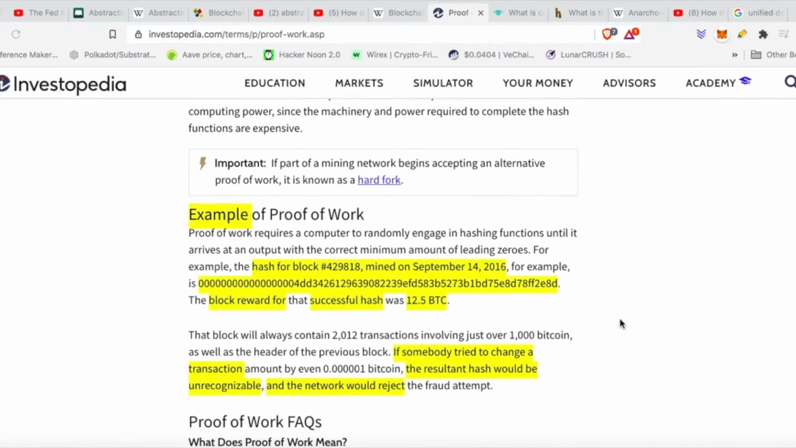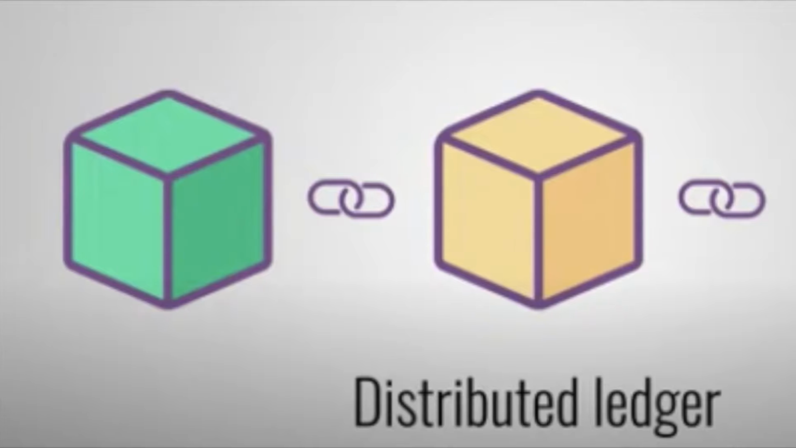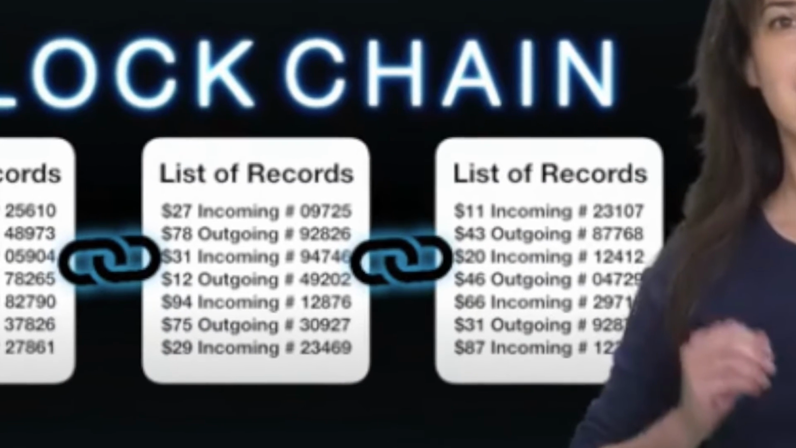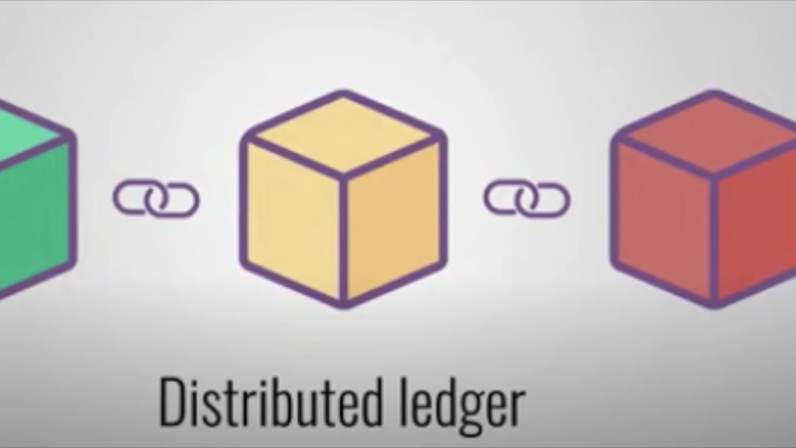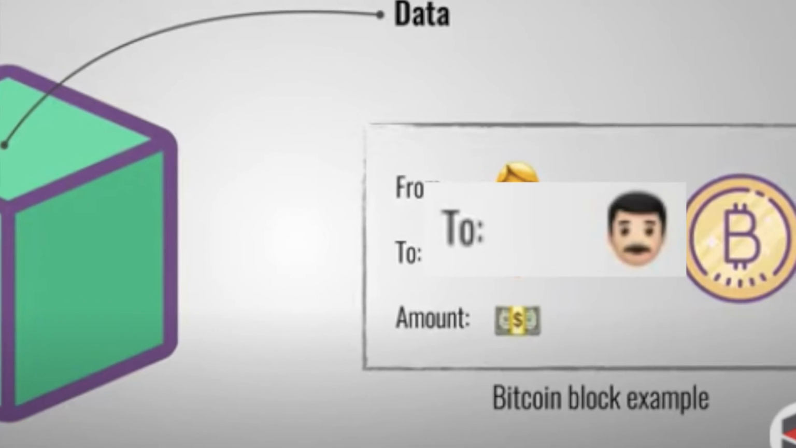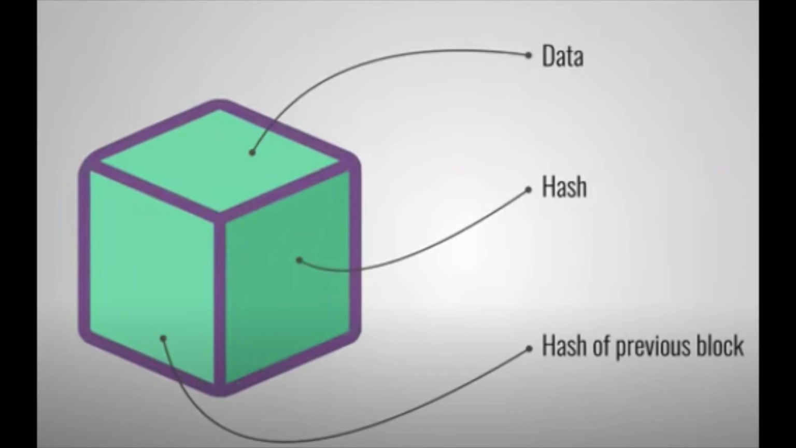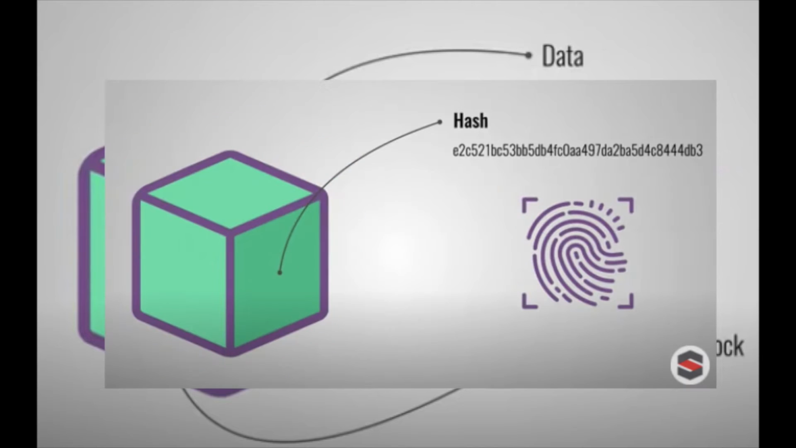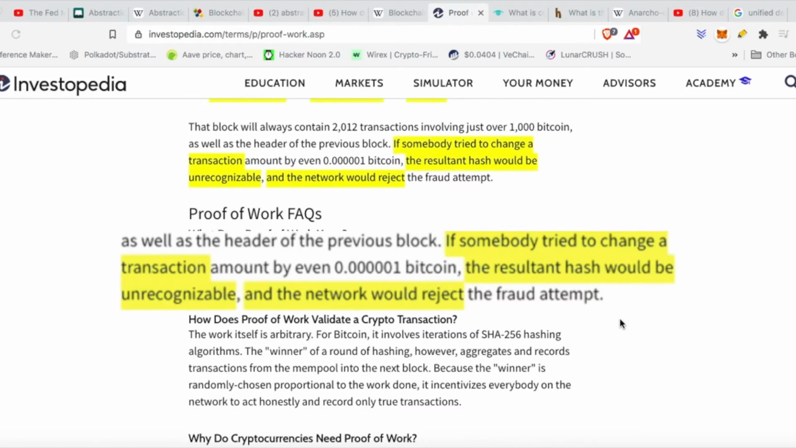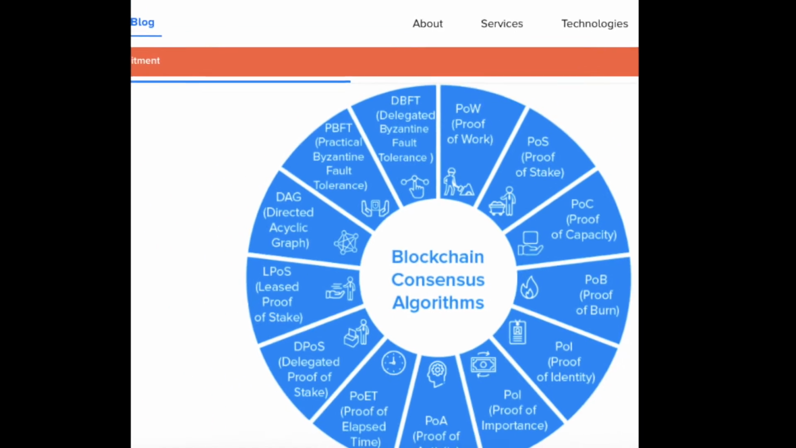And the way users detect tampering is through hashes. And this is how a hash looks. Recall that a blockchain is a distributed ledger, a chain, and that this ledger, a chain system, is composed of blocks. Each block has data: the sender of the transaction, the receiver of that transaction, and the amount of the transaction. And then there's a hash, and the hash from the previous block. If somebody tried to change the transaction, the resultant hash would be unrecognizable, and the network would reject the fraud attempt. Not all blockchains use proof of work.